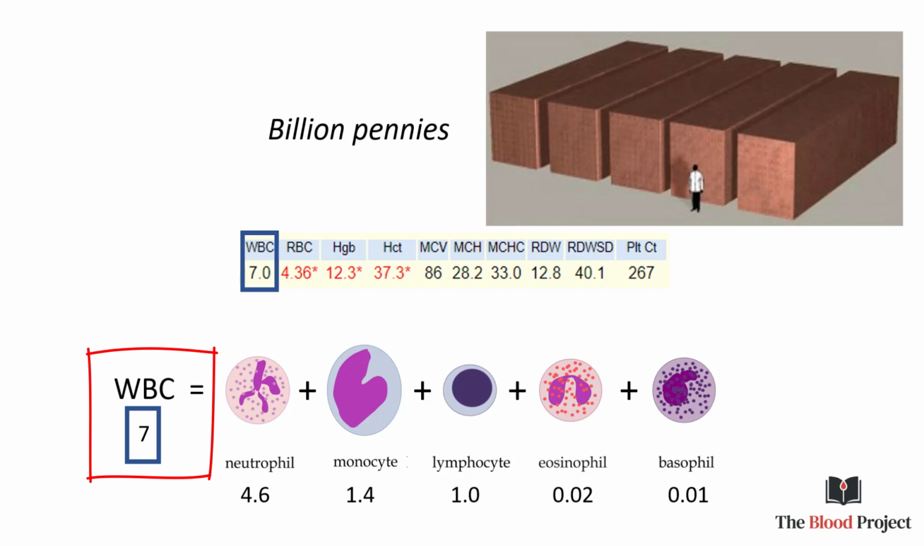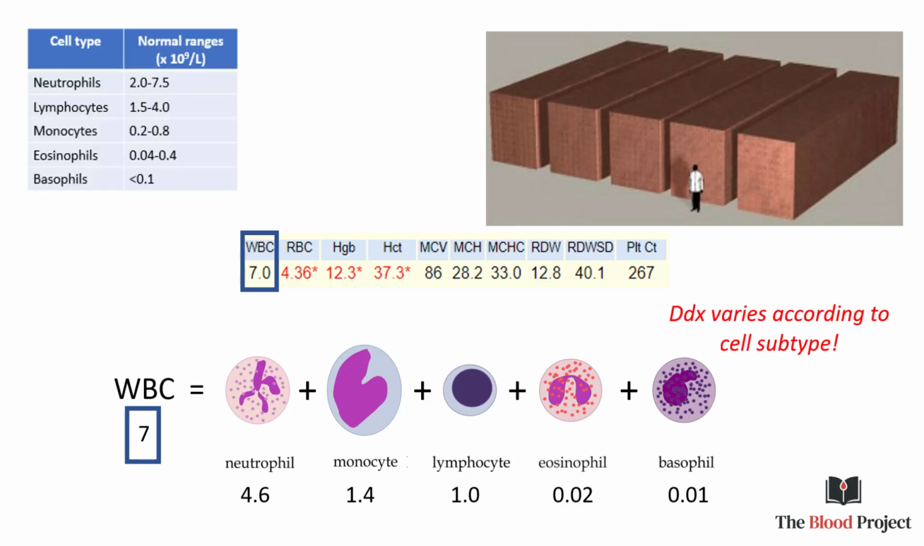So, a total white cell count of 7 times 10 to the 9th per liter may reflect, for example, 4.6 times 10 to the 9th per liter neutrophils, 1.4 monocytes, 1.0 lymphocytes, 0.02 eosinophils, and 0.01 basophils. Such a division or separation of the total white cell count into its constitutive parts is called the 5-part white cell differential. Why should we care about the differential?